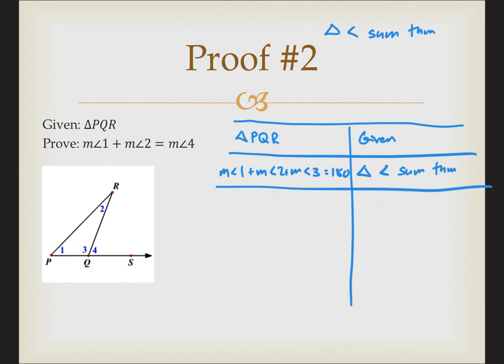But let's look at the triangle again and see what else I know. I need to somehow get angle 4 in here. Well, here's angle 4, and I see that it is a linear pair with angle 3. So let's write that. Measure of angle 3 plus measure of angle 4 is equal to 180 by the definition of linear pairs.